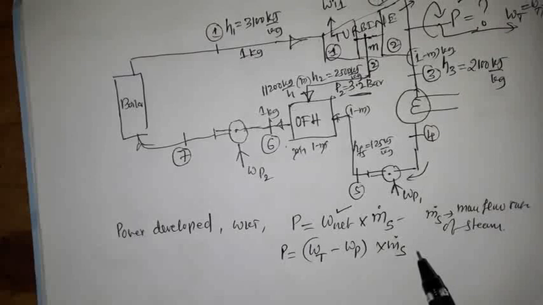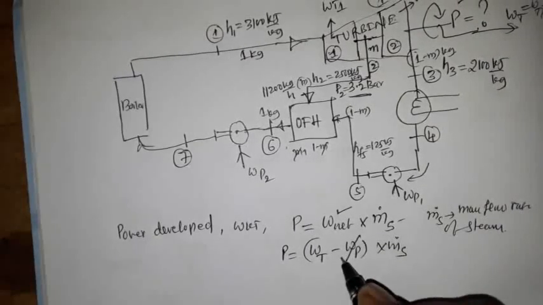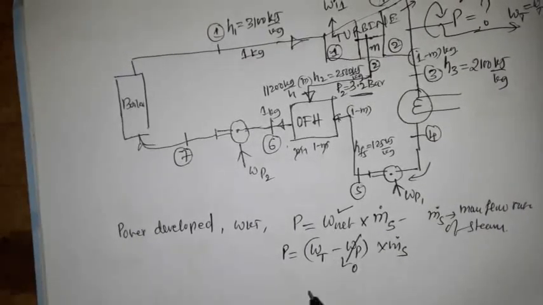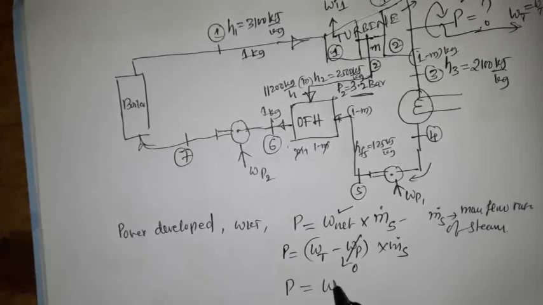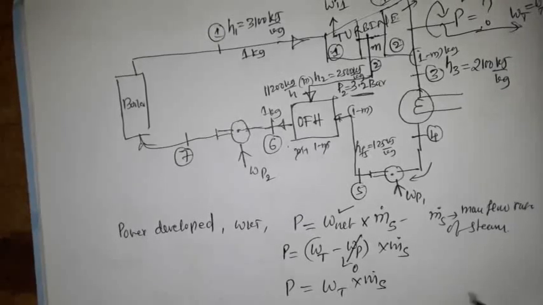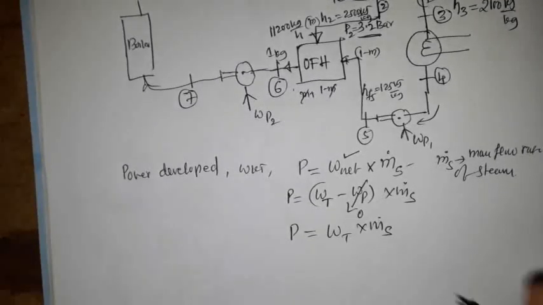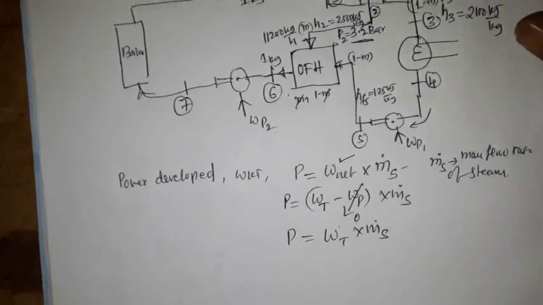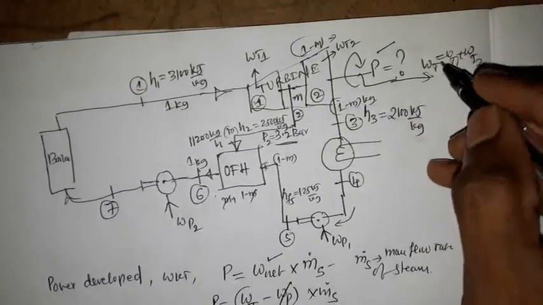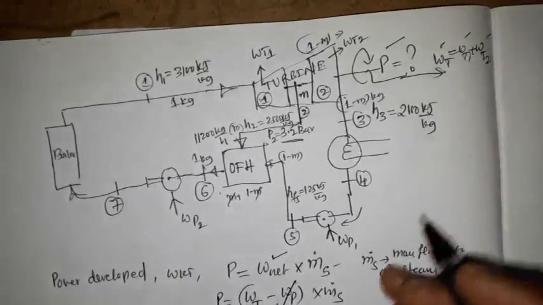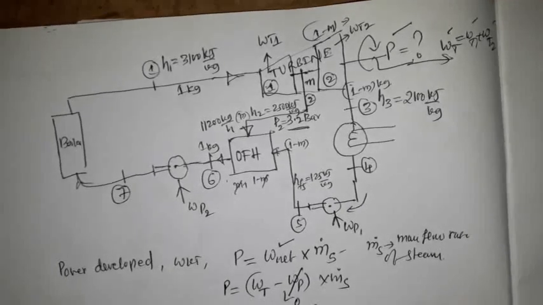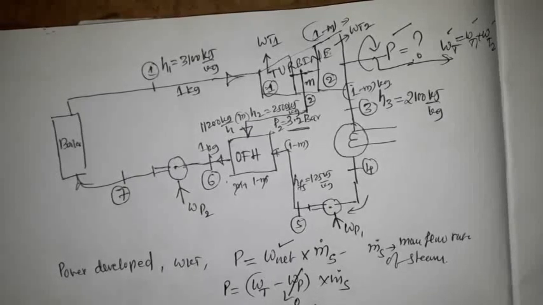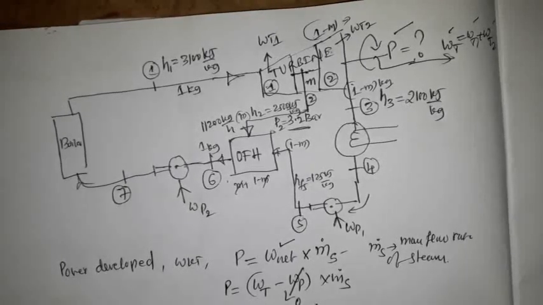So here WP we consider as 0 because it is negligible. So then hence power developed is turbine work into mass flow rate of steam. The total turbine work is again, as we have discussed in the schematic diagram, WT1 plus WT2. So here that turbine work we will calculate in this equation. So therefore I need the turbine work.